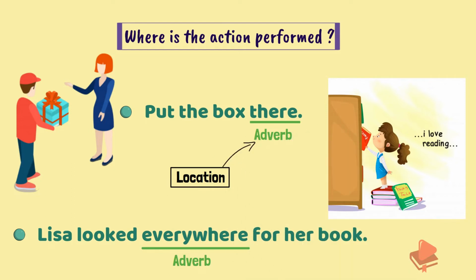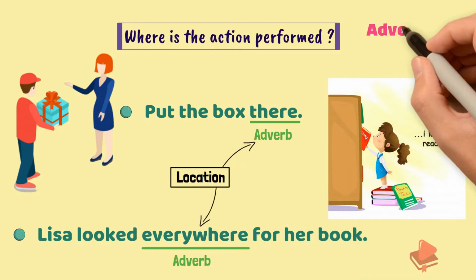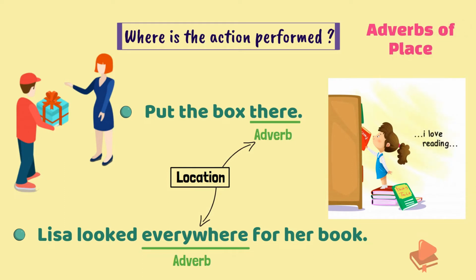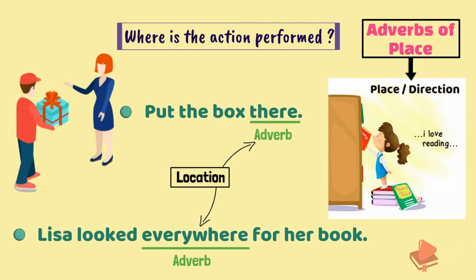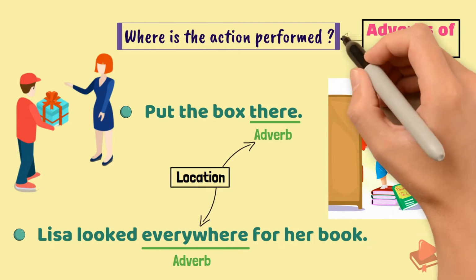So in this, the adverb describes where the action happened. These are the adverbs of place. That means they indicate the place or the direction of the action in the sentence, and they answer the question, where is the action performed?